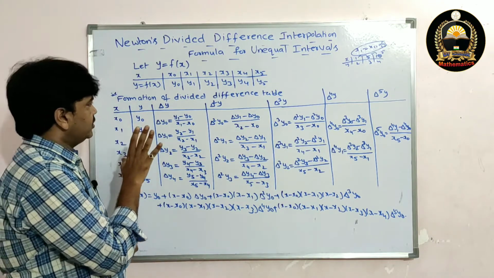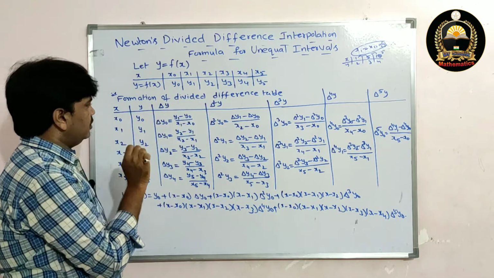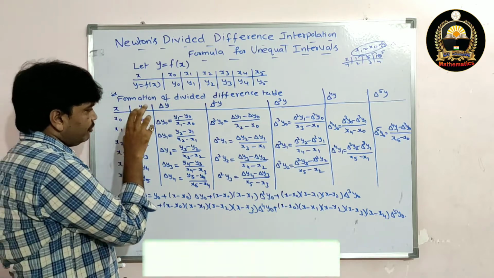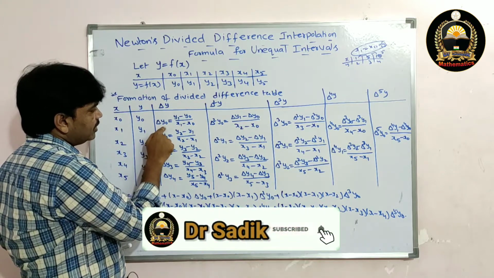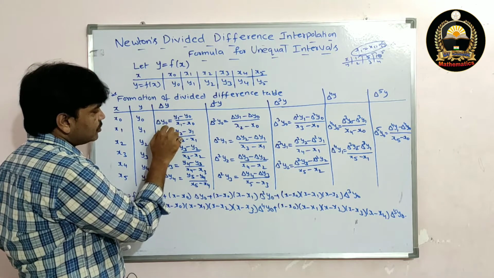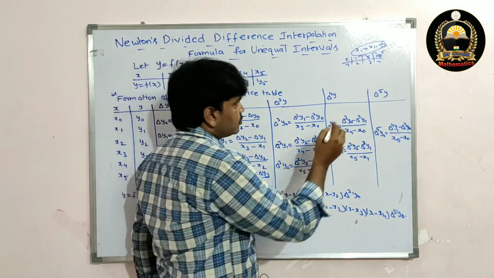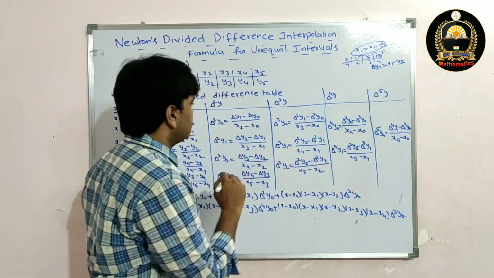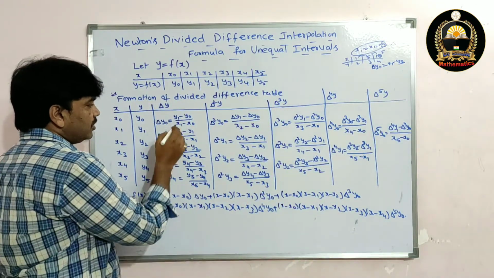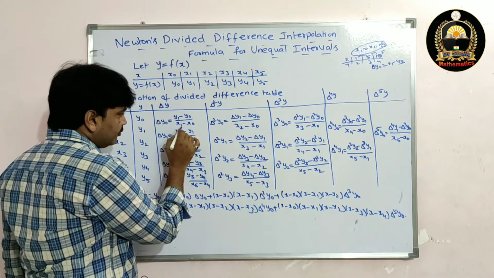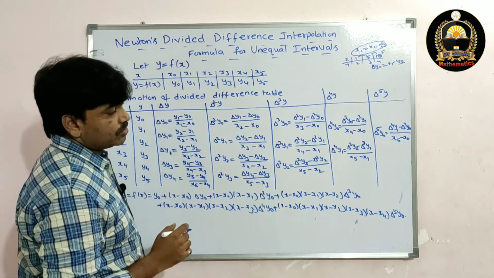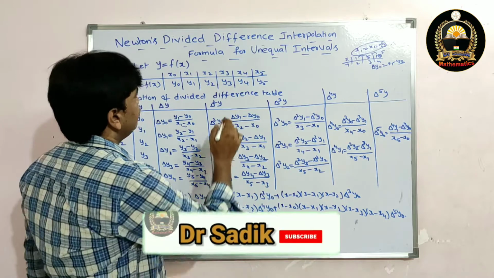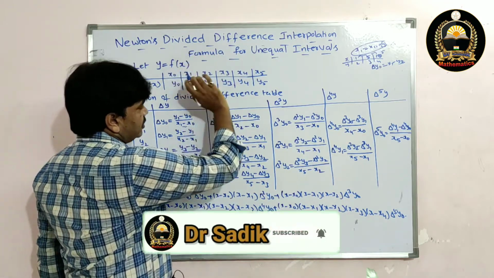This table is very simple. Formation of the divided difference table. You write x values and y values. First difference, say del y naught, he defines it as the forward difference definition: del y naught is equal to y1 minus y naught. Here also it is the same, y1 minus y naught, divided by x1 minus x naught. Here we have an extra term, that is x1 minus x naught, because he defined the divided difference.